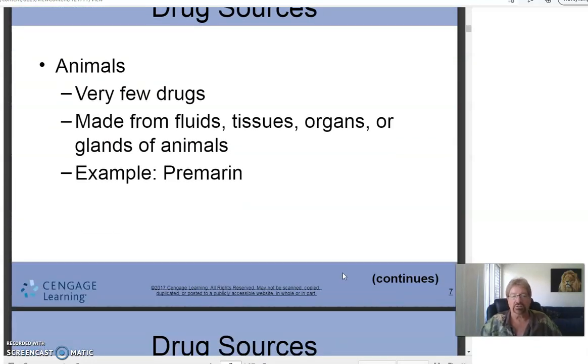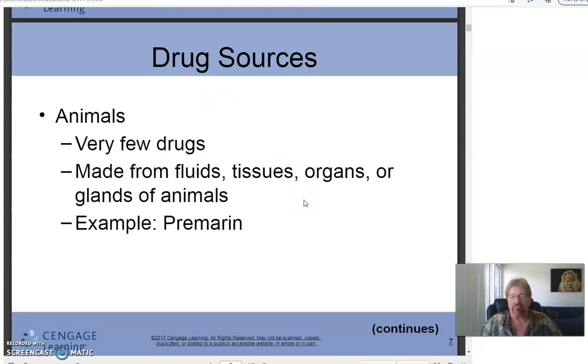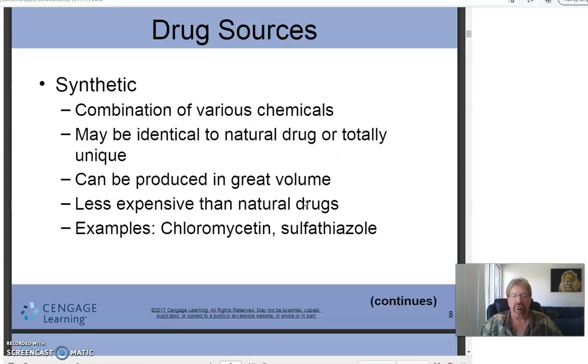Okay, some drugs come from animals. Very few drugs anymore. Made from fluids, tissues, organs, or glands of animals. Examples: Premarin, which is an estrogen supplement, if I'm not mistaken. There was more of this in the past, guys, and then once they discovered the drug, they were able to synthesize it and make it in a lab. You didn't need it from animals any further. And that's our next topic.